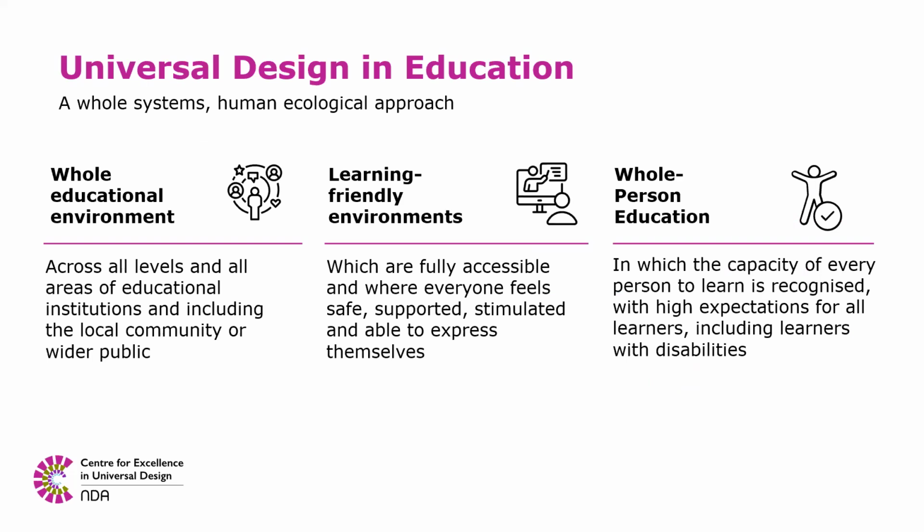So what then does universal design in education entail? As we've seen then, UDE follows a whole systems human ecological approach. It looks at the whole educational environment, so across all levels and educational institutions, and includes the local community or wider public. It seeks to create learning-friendly environments which are fully accessible and where everyone feels safe, supported, stimulated, and able to express themselves. And it considers the whole person, whereby the capacity of every person to learn is recognized, and high expectations are placed for all learners, including those with disabilities.